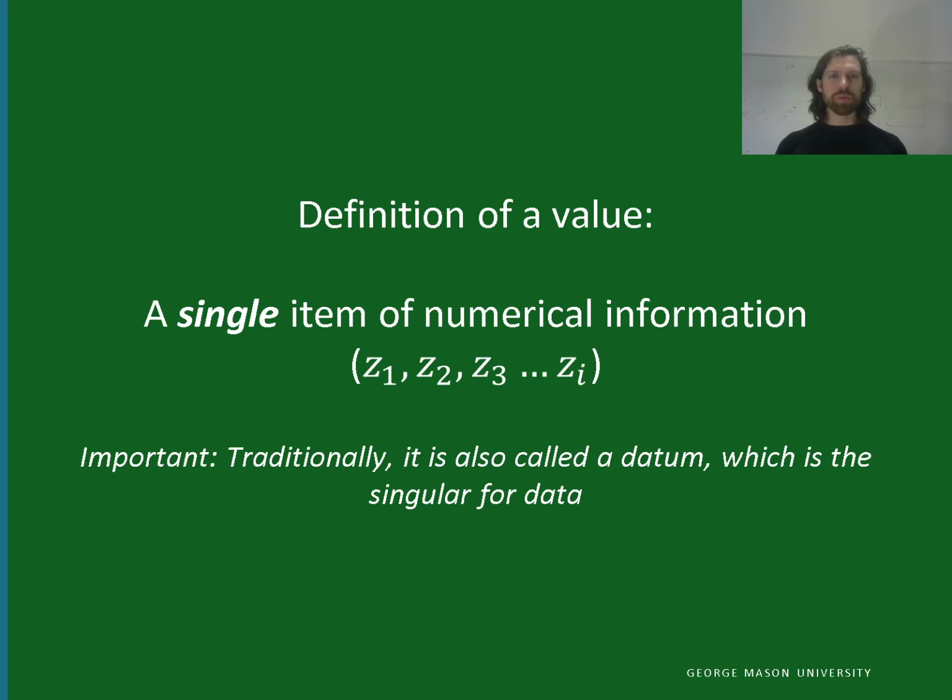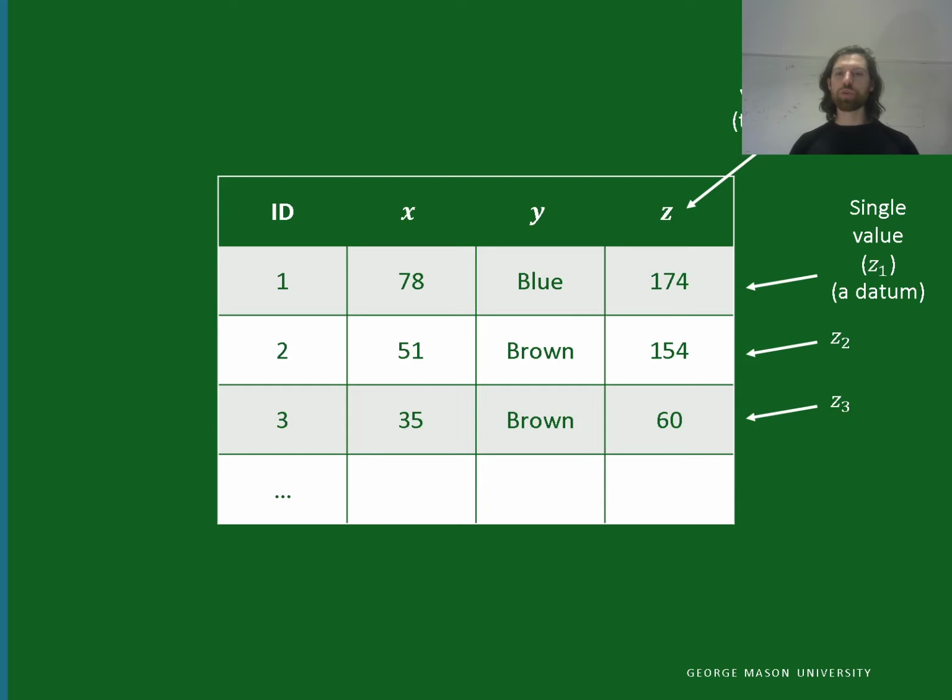What then is a value? A value is actually part of a column, and really it's a single piece of numerical information in this case. Arguably it doesn't just have to be numerical, but let's just say for the sake of argument it is here. And traditionally a single value is called a datum. So data is actually plural for lots of individual datums, lots of individual data values, made up of individual datums essentially.